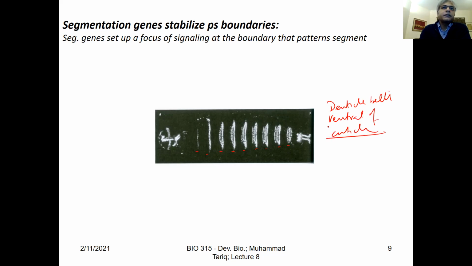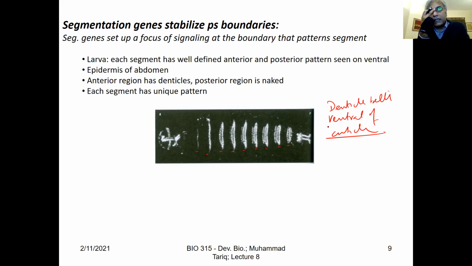As I said, each segment in the larva has a very well-defined anterior and posterior pattern, and that pattern is based on these denticles. Now, each segment, so this is one segment from here till here, the anterior part contains the denticle belt, while the posterior part doesn't.